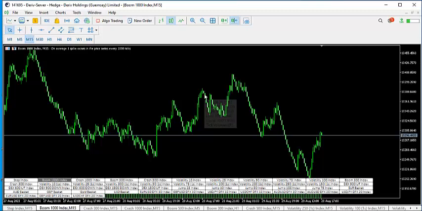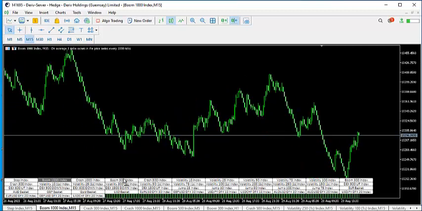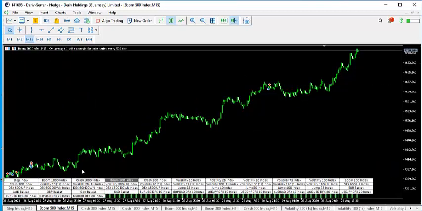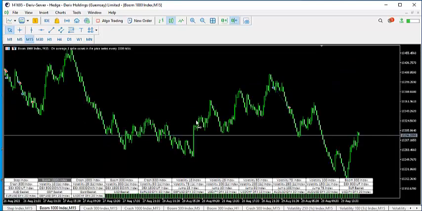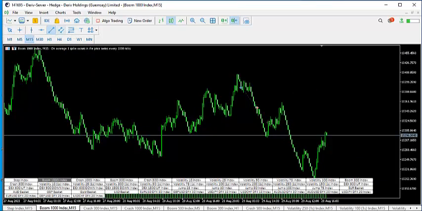Now the first thing I'm going to be introducing to you is this. Look at what we have before us. This is 1000. We can use any asset, 500 or any of these, but let's look at Boom 1000 for example as a start. Currently we have a break of structure here, and if you look at the previous one, we have a break of structure over here as well. If you don't know what break of structure is, you can quickly go on YouTube and search for it. You're going to see how to trade using the break of structure. So this is another one over here, and this is another one over here.